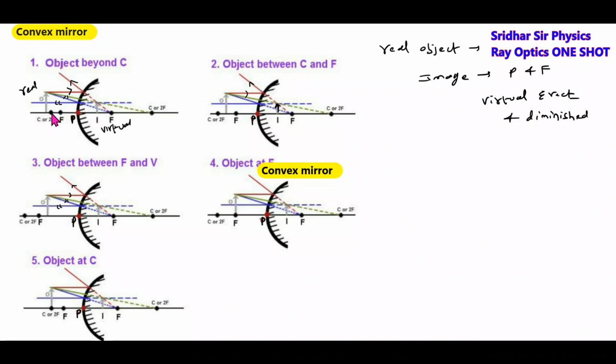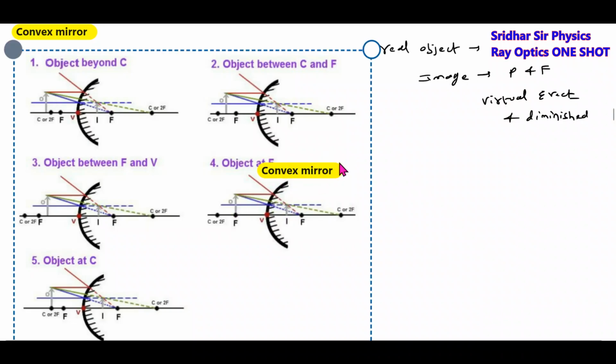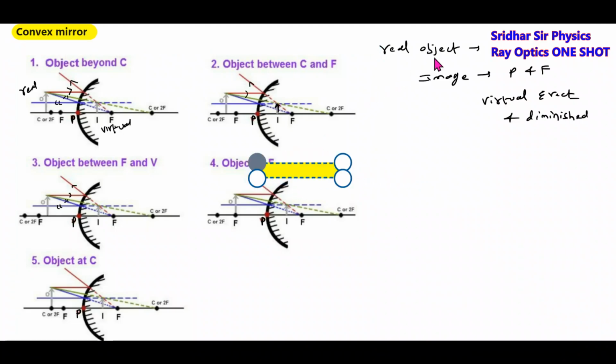Now this is beyond 2F, object beyond C. Then real image will be between pole and focus. Similarly, object between 2F and F, then also the image will be between pole and focus. If object is between focus and pole, then also the image will be between pole and focus. Agree with this? The object at focus here, then also the image will be between pole and focus. Okay, fine. So these are some basic conditions.